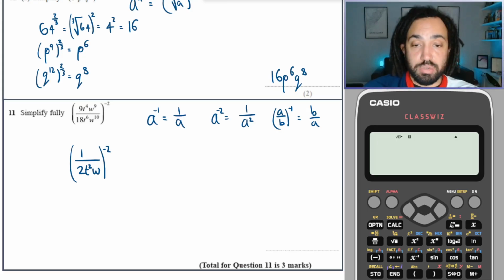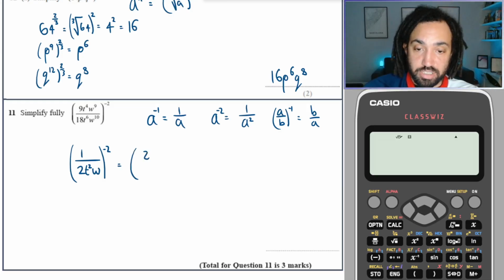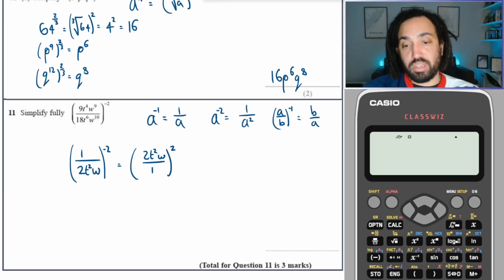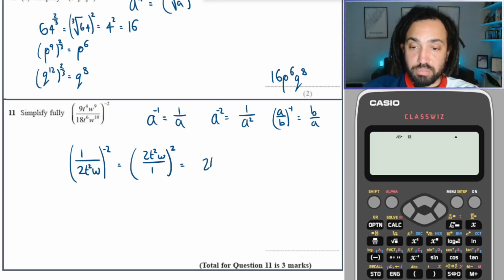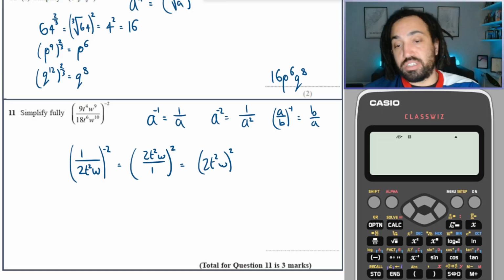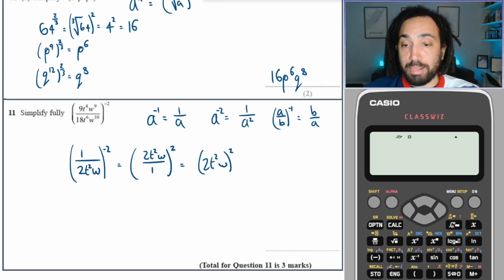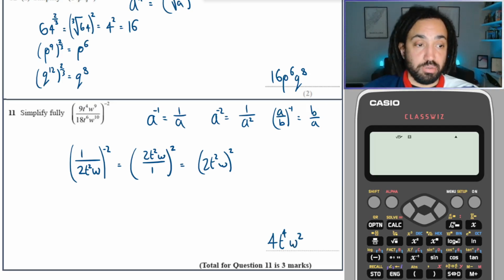Okay, now let's deal with the negative next. The fact that it's a negative power means it's the reciprocal. So that means I can flip over the fraction, and that is what the negative power does. It flips over the fraction like that. Okay, now because that's all divided by 1, that's the same as it just being what it is. Dividing by 1 doesn't change the expression at all. Squaring, I get 2 squared, which is 4. t squared is t to the 4, and w squared is just w squared.